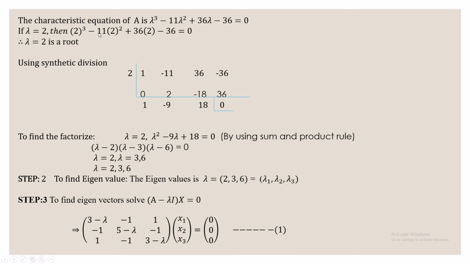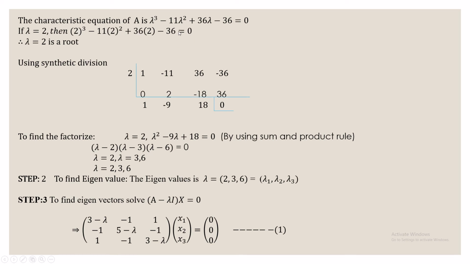Lambda equal to 2, now I will get the equation equal to 0. Substituting lambda equal to 2: 2 cube minus 11 into lambda squared, which is 2 squared, plus 36 into lambda, which is 2, minus 36. Now we substitute and simplify. 2 cube is 8, then minus 44, since 2 squared is 4 and 4 into 11 is 44, plus 36 into 2, then minus 36, and the answer is 0. So lambda equal to 2 is a root.